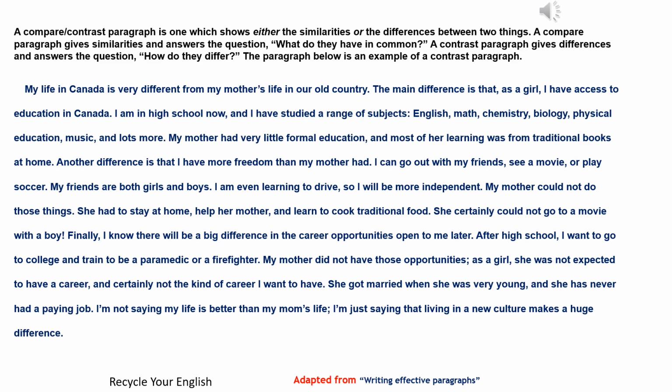A compare-contrast paragraph is one which shows either the similarities or the differences between two things. A compare paragraph gives similarities and answers the question, what do they have in common? A contrast paragraph gives differences and answers the question, how do they differ? The paragraph below is an example of a contrast paragraph.